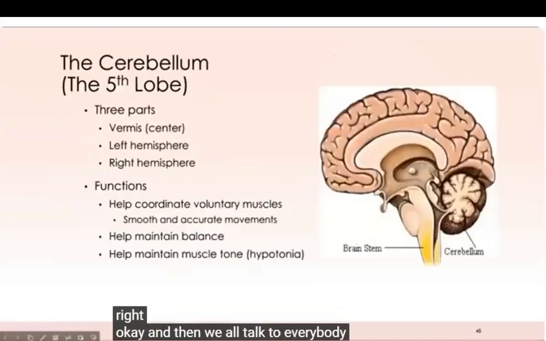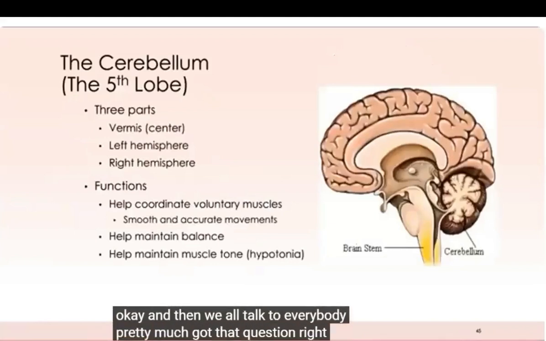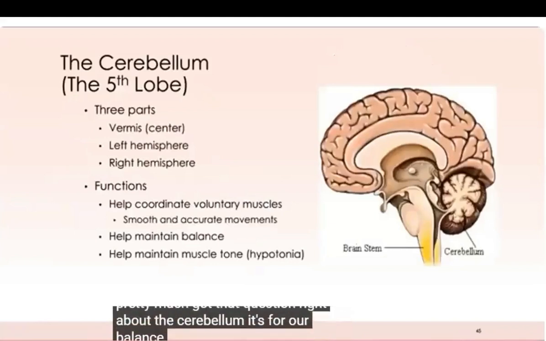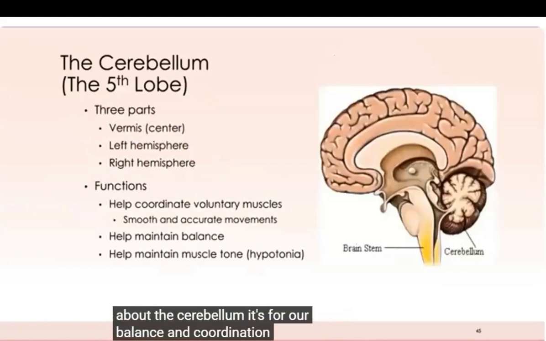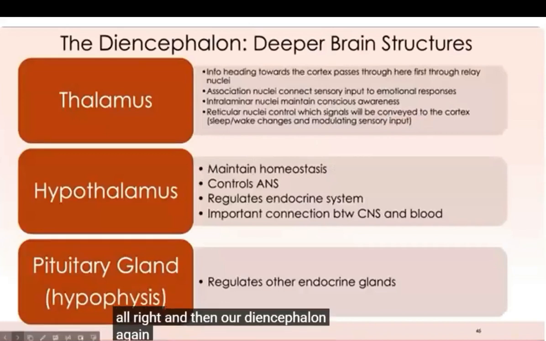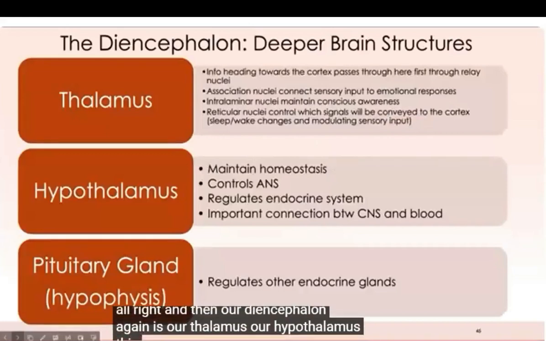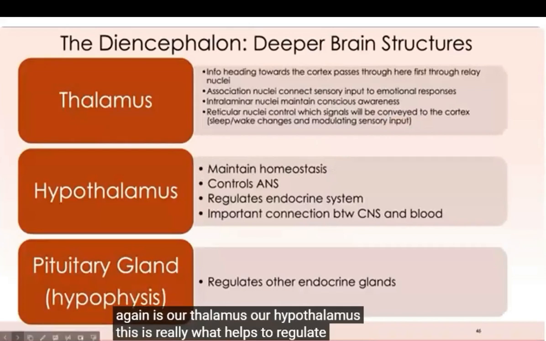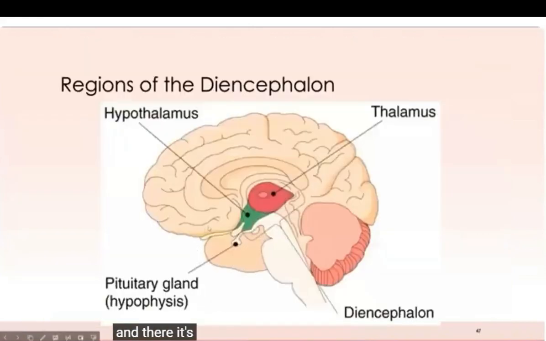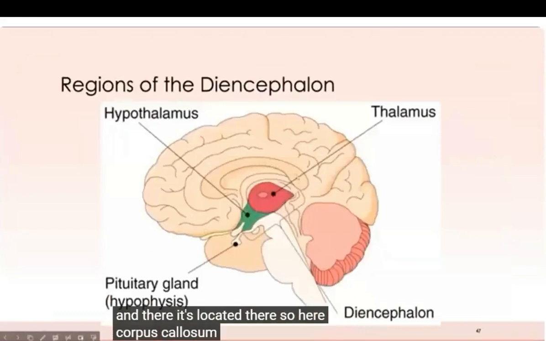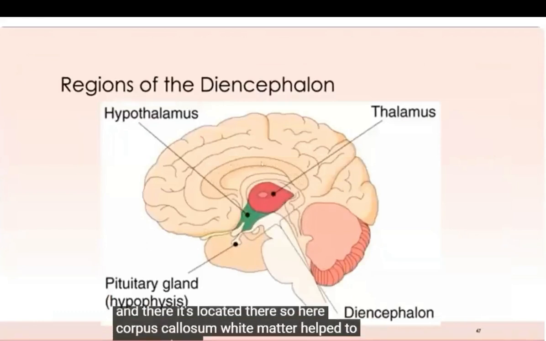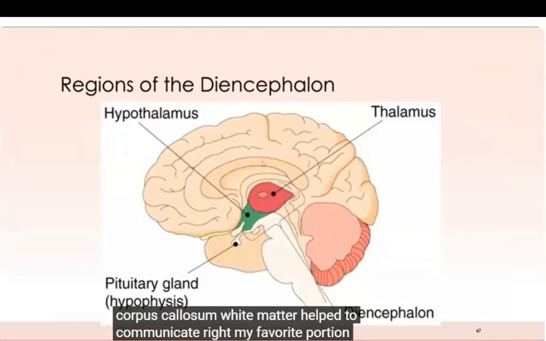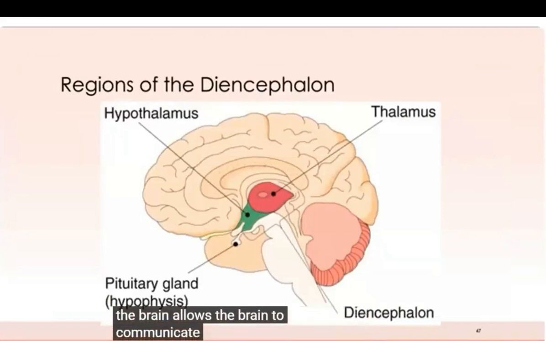And then we all talked, everybody pretty much got that question right about the cerebellum. It's for our balance and coordination. We'll talk about that kind of separately in a little bit. All right, and then our diencephalon, again, is our thalamus, our hypothalamus. This is really what helps to regulate our brain. And these are the very deep structures. And there it's located there. Here, corpus callosum, white matter, helps to communicate. My favorite portion of the brain, allows the brain to communicate.